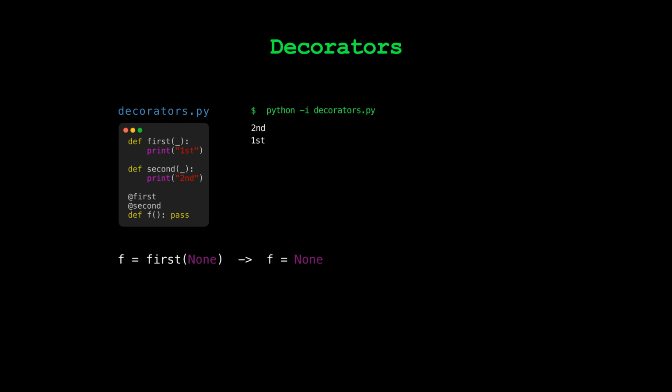It never even defines an inner function like a normal decorator would. Then first receives that None, and just like second, ignores it, prints first, and returns None. So f isn't a function anymore, it's just bound to None. That's why calling f raises a TypeError.